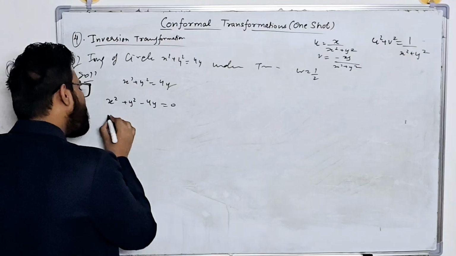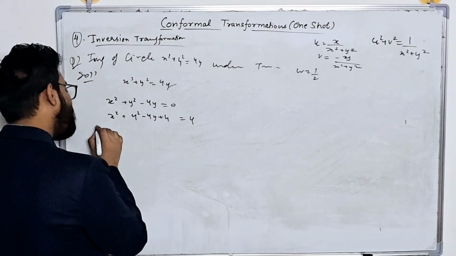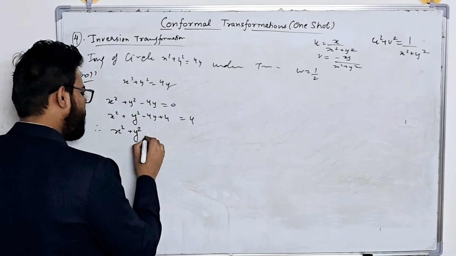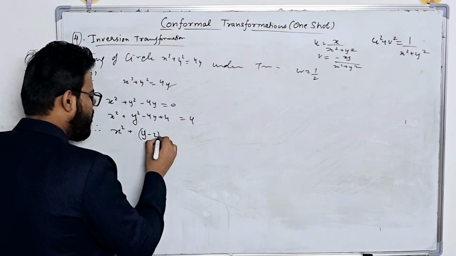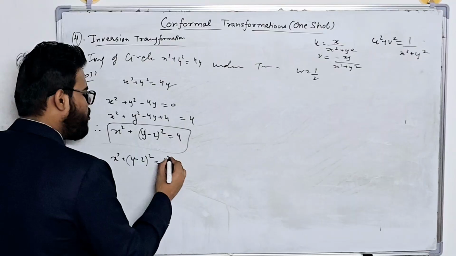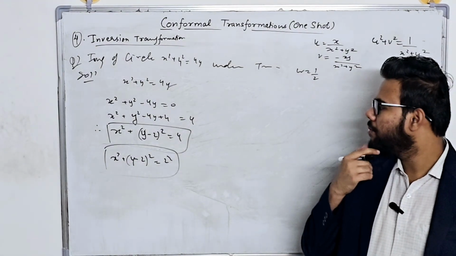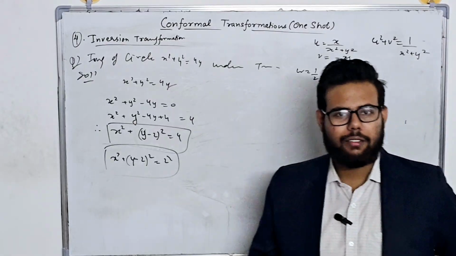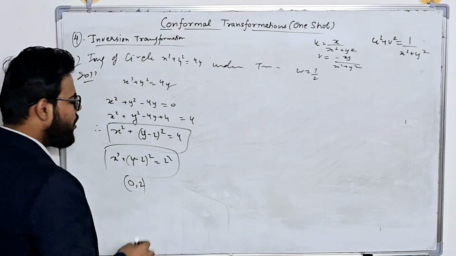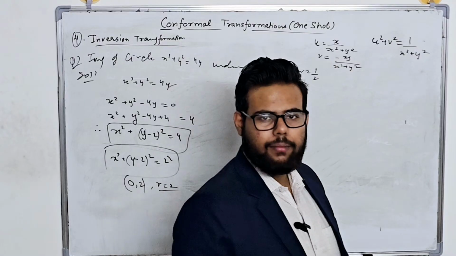Let's complete the square. So we have x square plus y square minus 4y plus 4 is equal to 4, right? Hence we have x square plus y minus 2 whole square is equal to 4. So we have x square plus y minus 2 whole square is equal to 2 square. Check it once. I hope that you remember circle, what you studied in that. So its center is 0 comma 2 and its radius is equal to 2 units. Okay, so this is a circle.